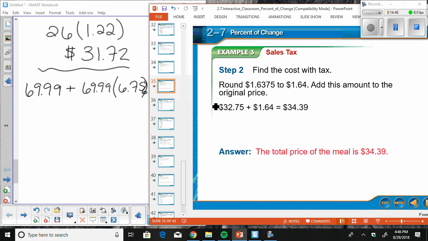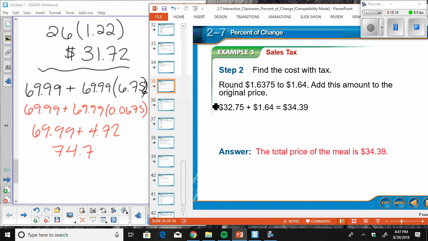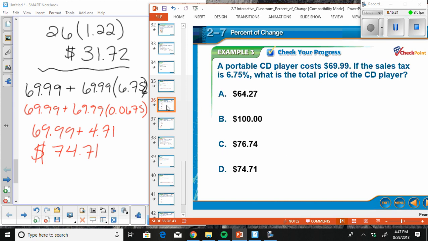So when we finish this, $69.99 plus $69.99 times 0.0675, and I can do the math here. 69.99 times 0.0675, we get $4.72 rounded off to the nearest penny, and I add that to the $69.99, and I get $74.70, it should have been 71, not 72. I rounded wrong. There we go, dollars. I would go with 74.71, which is that D. Awesome.